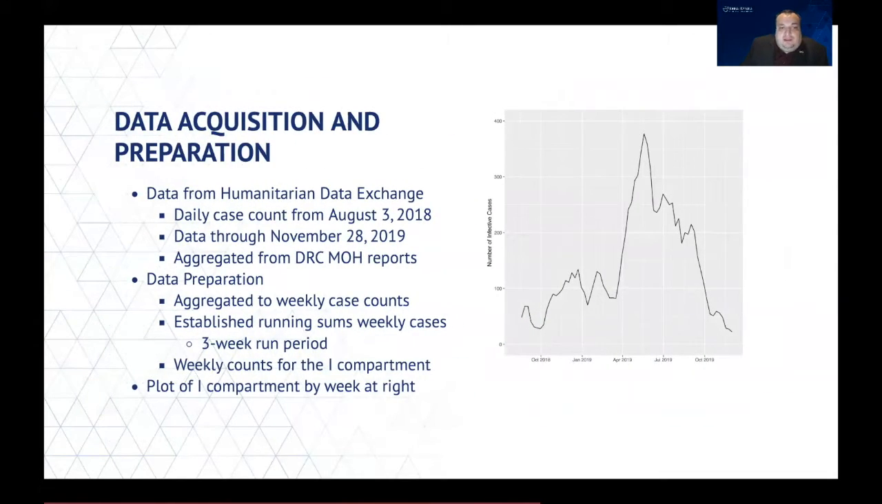Using data from the Humanitarian Data Exchange, I have the daily case counts from August 3rd, 2018 through November 28th, 2019, so slightly more than a year. These are aggregated from Congolese Ministry of Health reports. The data was aggregated into weekly case counts, and we can establish running sums of weekly cases over that period. We use a 3-week assumption of illness period. As you can see on the plot here, we have weekly counts of how many people are considered infective at any given point.